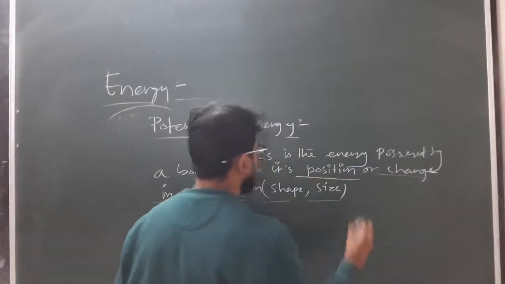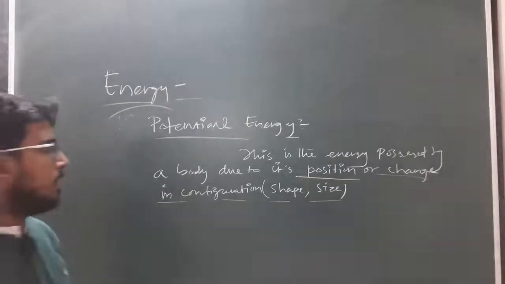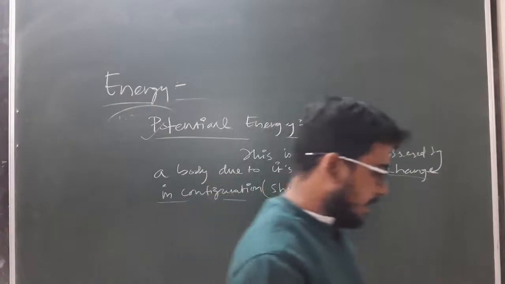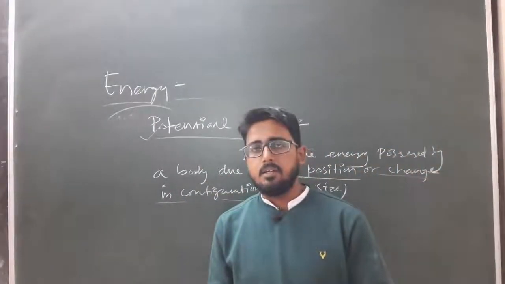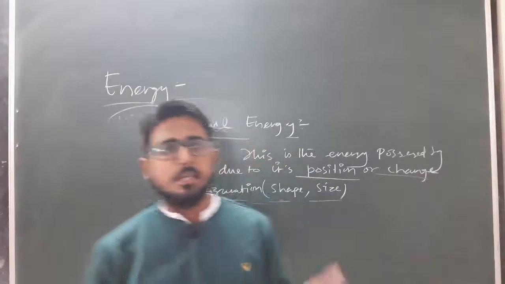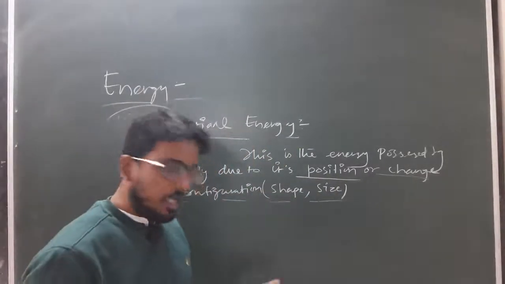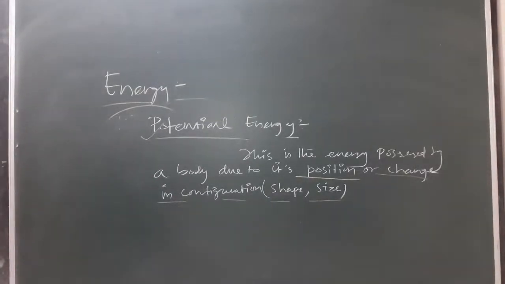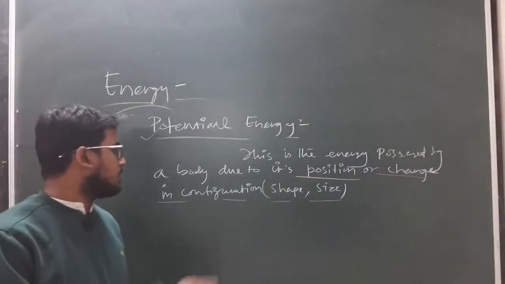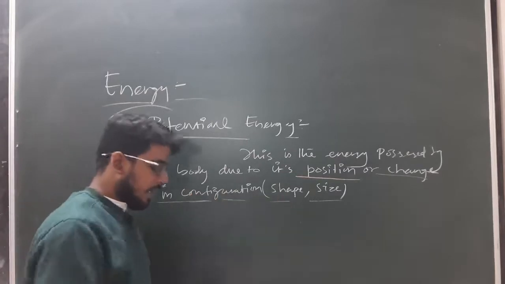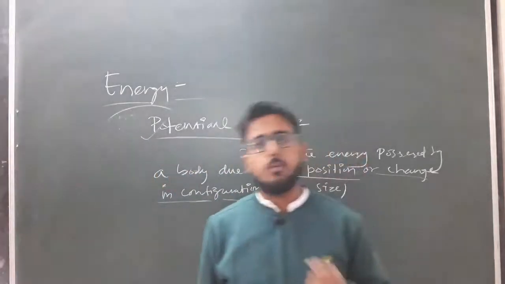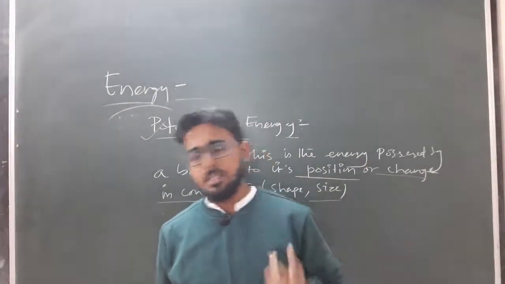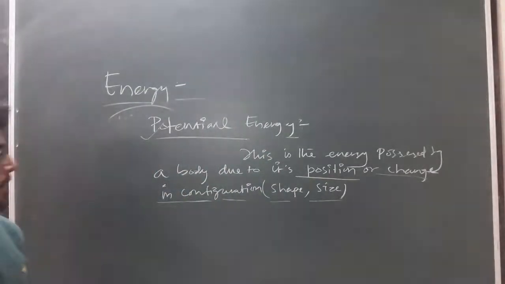its shape and size, then that type of energy stored within that body is known as what? Potential energy. So both potential energy and kinetic energy are part of what? Mechanical energy. Clear? If the body is in motion, then it possesses certain energy, and that energy is known as kinetic energy due to the motion. And if the body has some energy due to its position or change in configuration, that means change in shape and size, then that type of energy stored within the body is known as potential energy. And both kinetic and potential energy are part of what? Mechanical energy. Clear? So this is all about the mechanical energy.